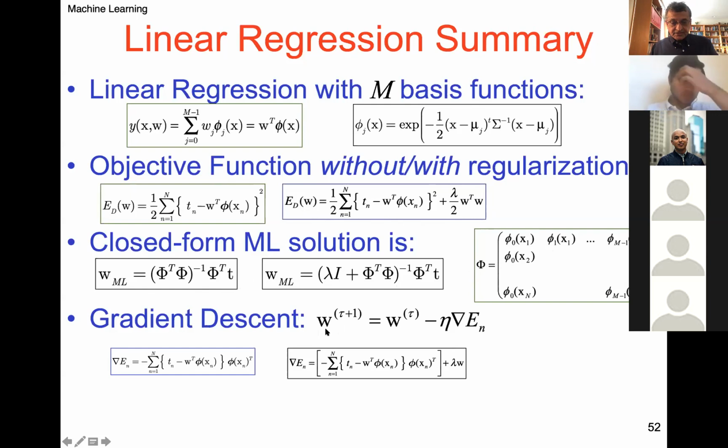And gradient descent is w(t+1) equals w(t) minus eta times the gradient, because we need a derivative, del En. Del En has this form where the square is gone and the half is gone, but then we have a phi of x multiplying it. And when you have a regularizer, the derivative has a slightly different form where you have a plus lambda w here. Okay, so that is linear regression with basis functions and a regularizer.